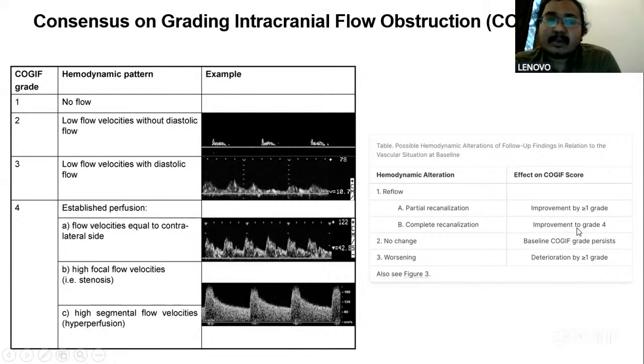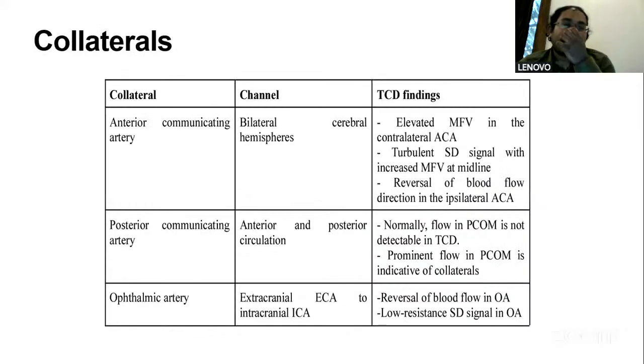If it has jumped to grade 4, this is grade 4, then it is complete recanalization. No change is the same TICI grade that persists, and worsening is if it dips. So with these TICI and TIBI scores, we can also see how thrombolysis works for the patient or not. Apart from that, we have collaterals.